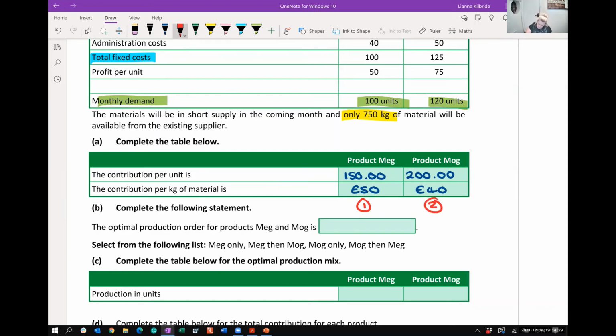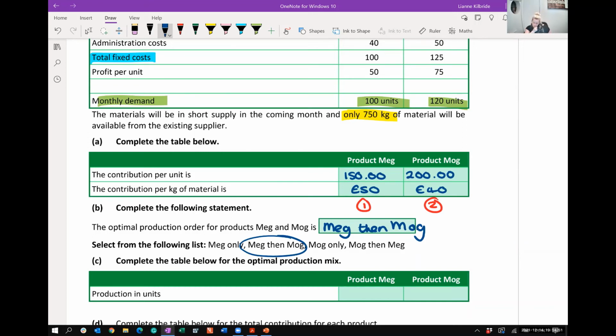In this exam, it'll be a drop-down box and I either say Meg then Mog or Mog then Meg. These words are like tongue twisters. So we're going to do Meg then Mog. Okay, so as you can see, it's that option there that we are selecting.